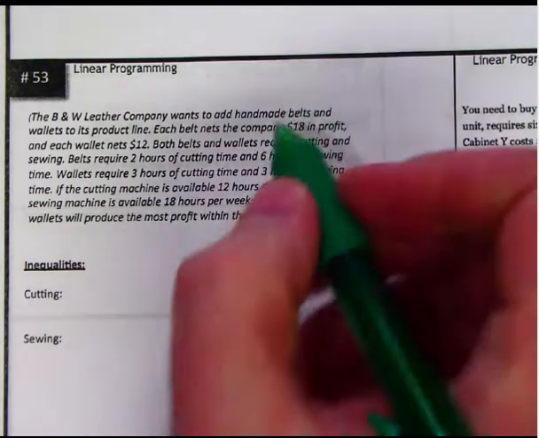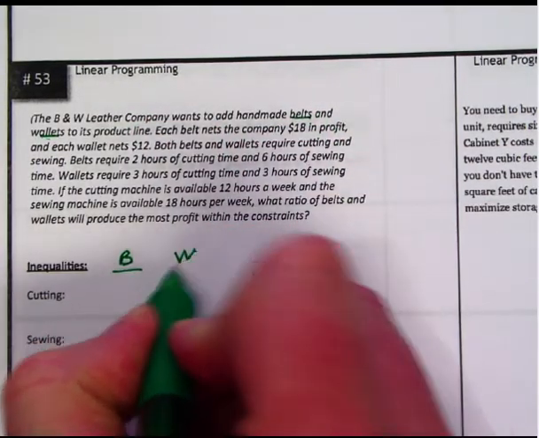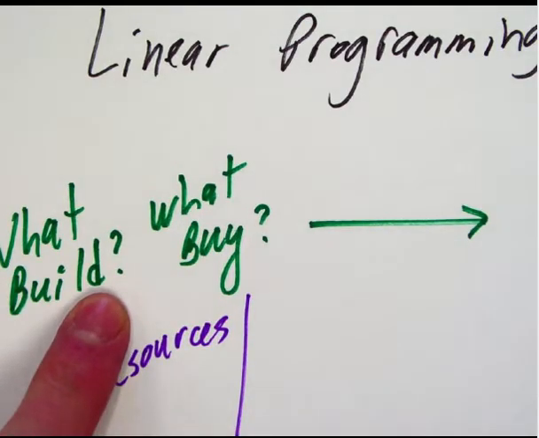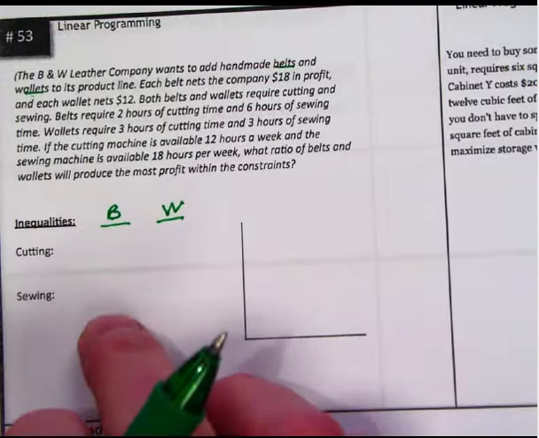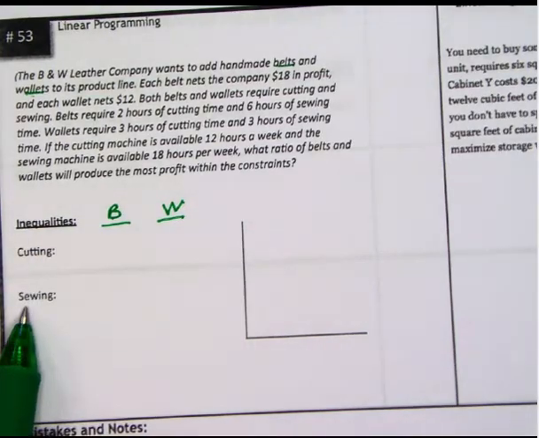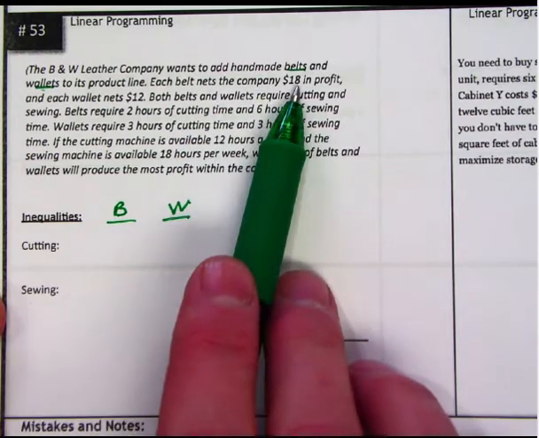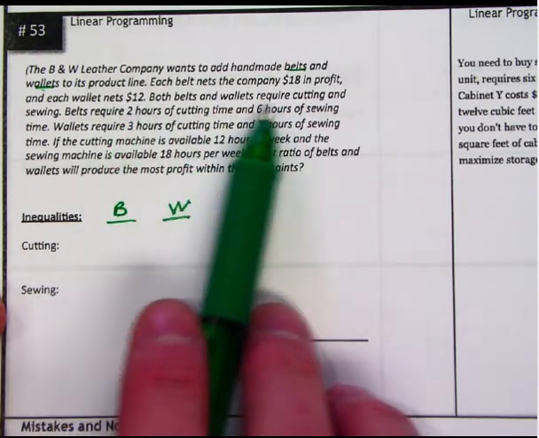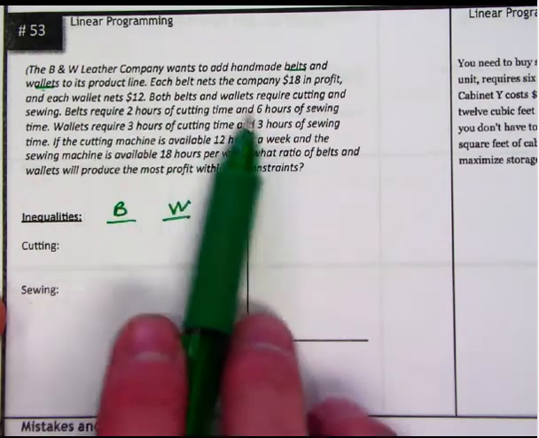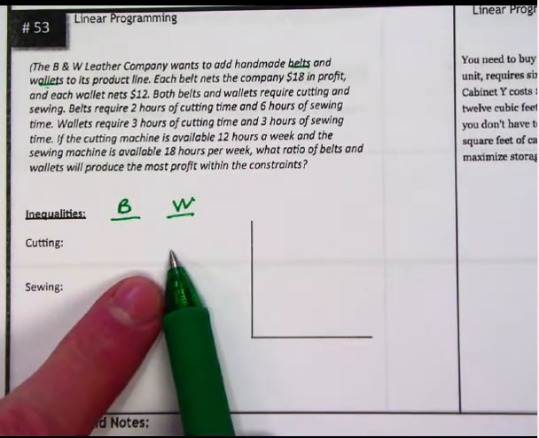There are two items. It's belts and wallets. So you just immediately put belts and wallets going across the top because that is what you're buying or what you're building. Then down the side we need to list our resources. Well, the resources that are available to you are cutting and sewing, because that's what it takes to make the item. So in here it talks about a profit, it talks about required cutting and sewing, and you put those numbers where they line up. There's cutting in belts and cutting in wallets, and we line those up.